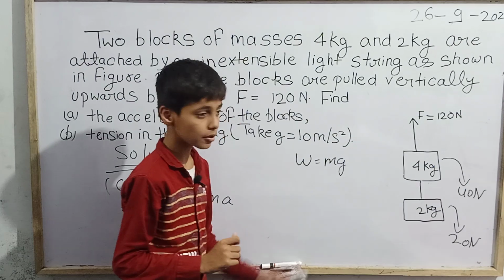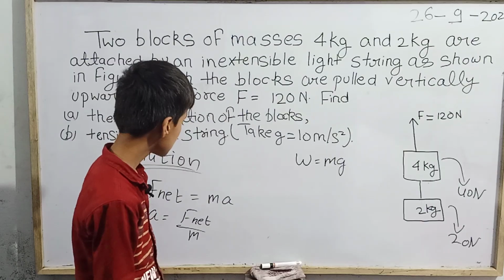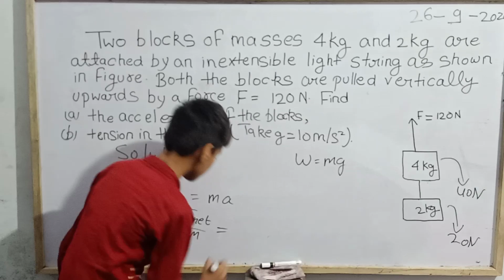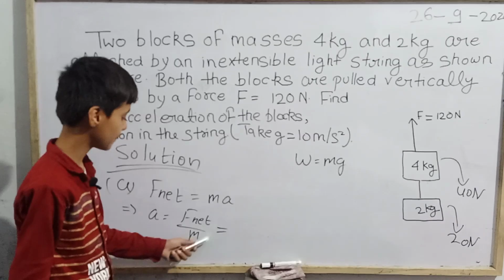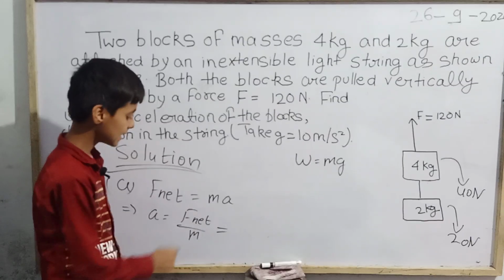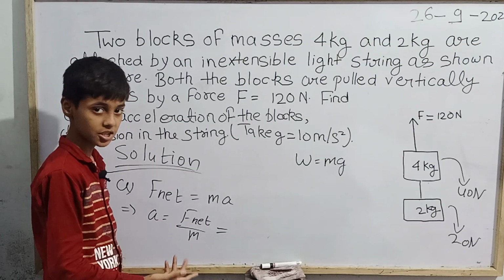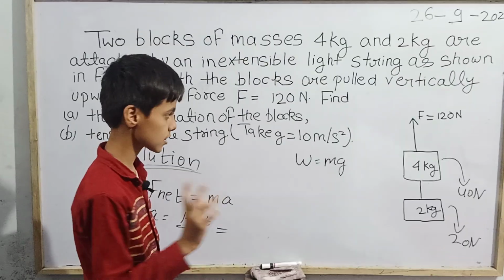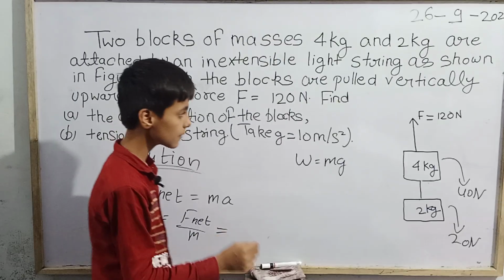Now we have to calculate the net force. How will we calculate it? We only have to put in the values. a equals F net by m. Here m is the total mass, a is the acceleration of the system, and F net is the net force acting over this system. We have to calculate the net force.